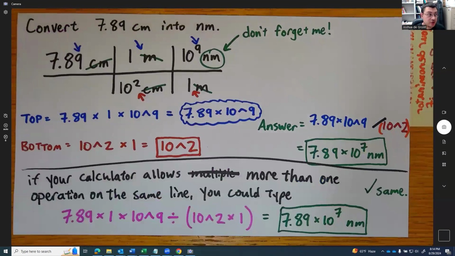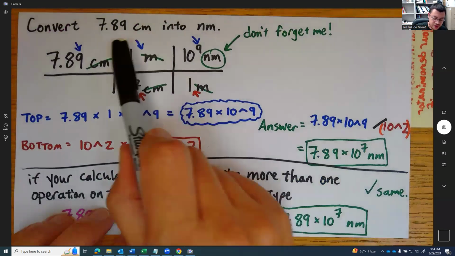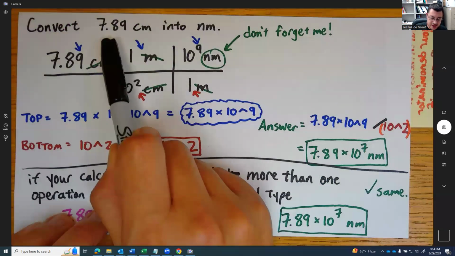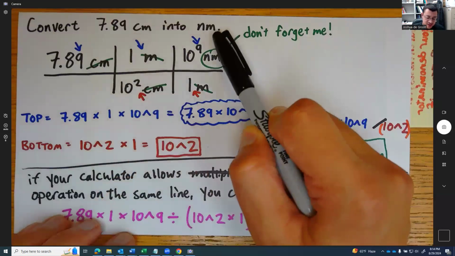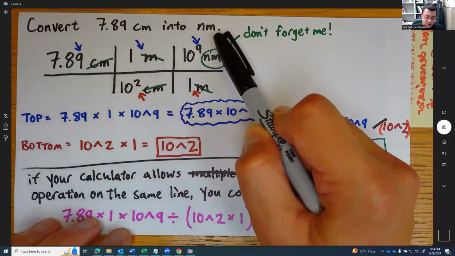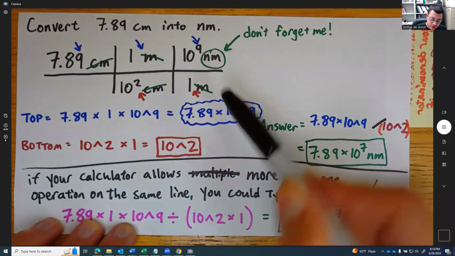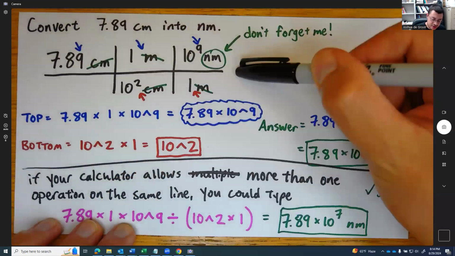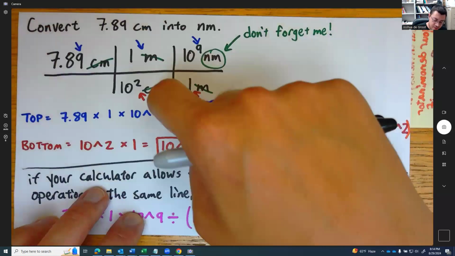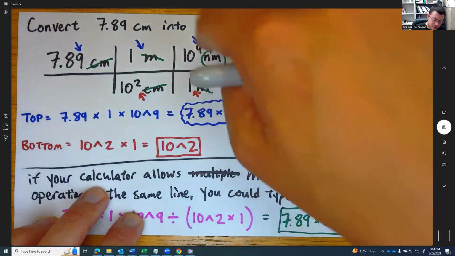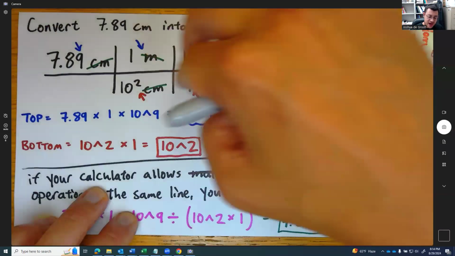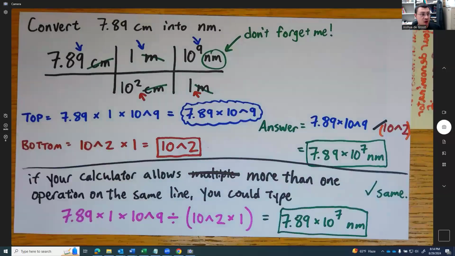All right, now to my last example problem. Let's say we were doing a little bit of a longer conversion: 7.89 centimeters, and let's convert it to this really dinky unit of nanometers. I already solved this, and I took a double conversion approach. I have 2 conversion factors instead of just 1.